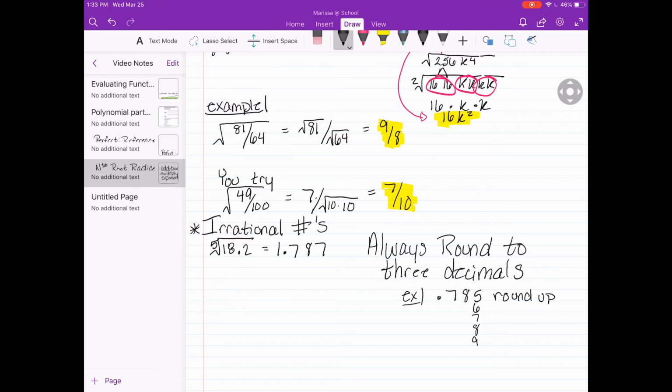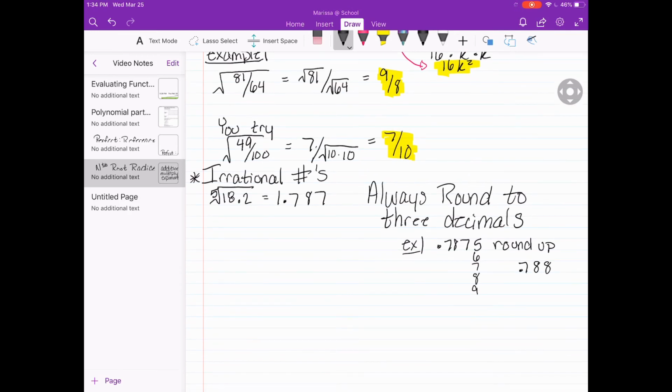So if that last number before the 3rd decimal, if you want a better example, I'll say 7.7875. You're going to round up, so it would be 7.788. If it is anything less than 5, so if you have 0.787 followed by 4, 3, 2, 1, or 0, you're going to leave it as it was, 0.787.